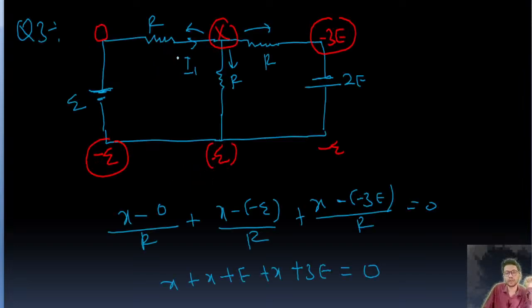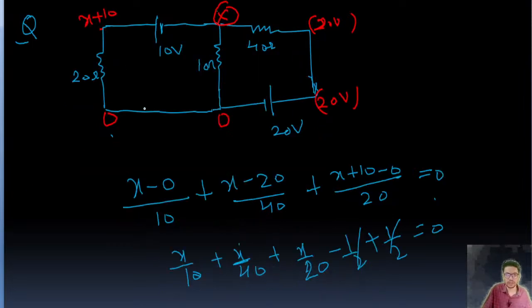We can easily find out the value of I1. I1 means x minus 0 upon r. Similarly for this, okay, simple thing. We can easily find out the resistance. See, this resistance is r, right? Have I made any mistake? This is 20, guys. Okay, so 20, yes. So for this current, it will be x plus 10 minus 0 upon 20. For this current, x minus 20 upon 40. Simple thing, guys. This is the nodal analysis, guys.